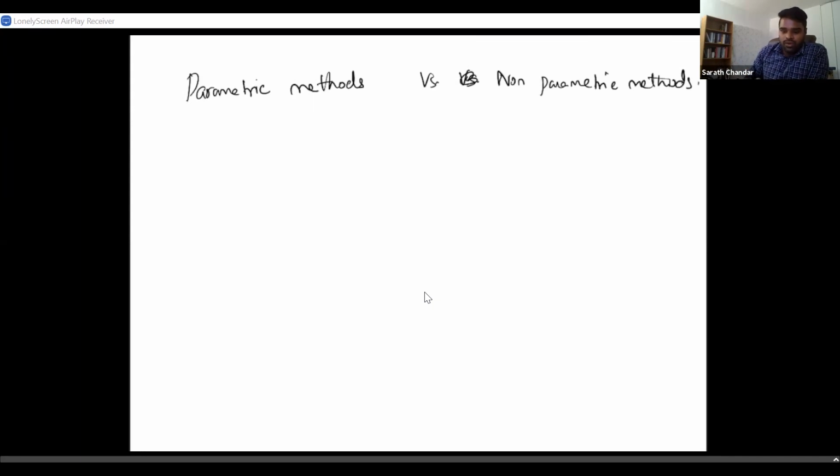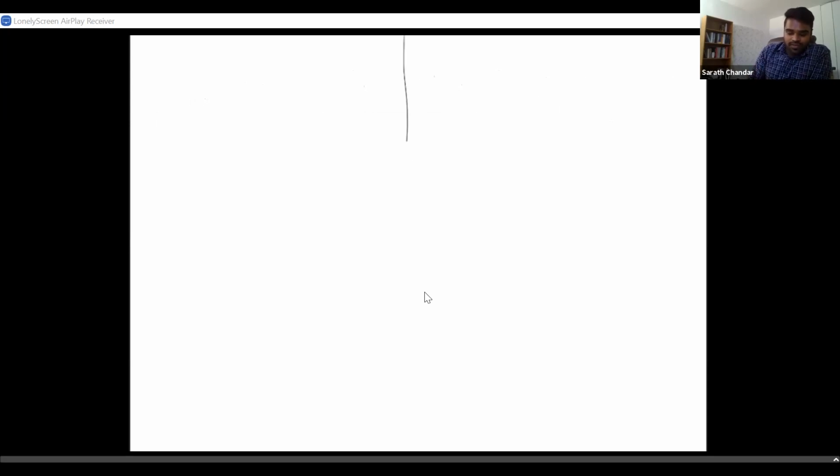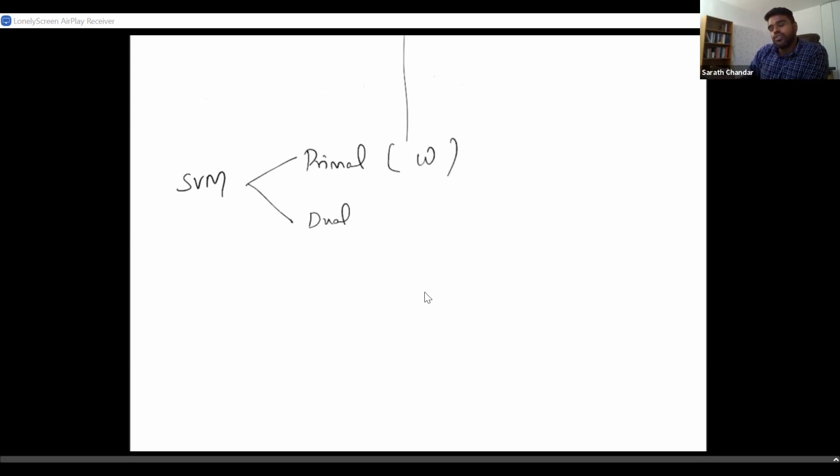Now let's go back to our SVM formulations. In the case of SVM, we had two formulations, the primal formulation and the dual formulation, right? In the case of the primal formulation, we had a bunch of W and we were learning those W. And once you have the W, you throw away all the data and just use W to make predictions, right?